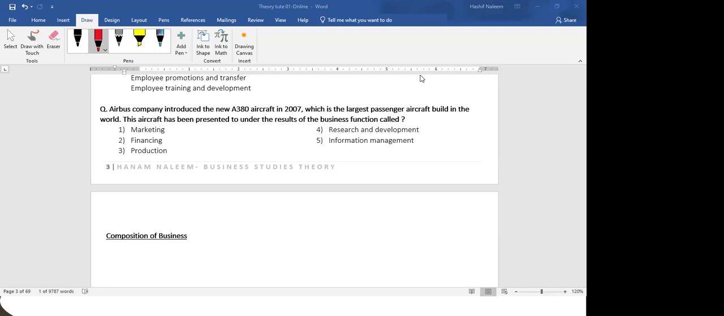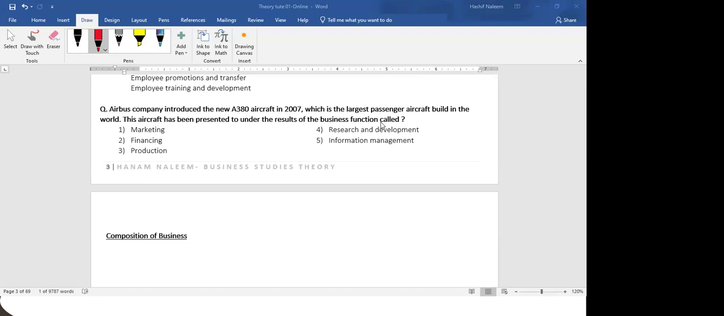Airbus company introduced the new A380 aircraft in 2007, which is the largest passenger aircraft built in the world. The aircraft has been presented under the results of the business function called what? Airbus company is introducing a new aircraft. In other words, they are introducing a new thing, a new product.